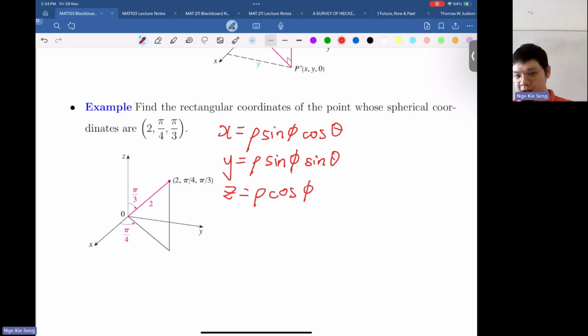So for a spherical coordinate, how do we write it down? What's the order here? The order here is rho, and then theta, and then phi. Try and plug in these values. Convince yourself that this formula works. Try and compute what point x, y, z this is.